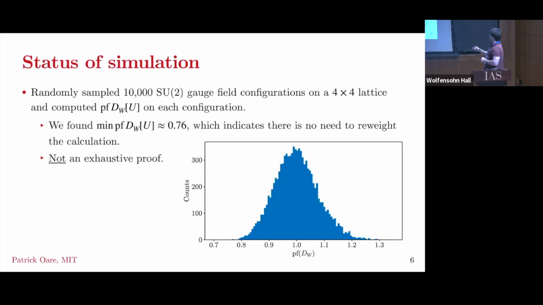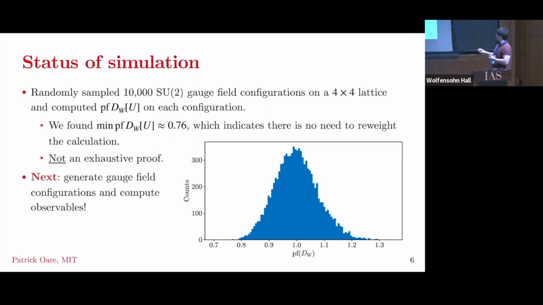So in particular, it's peaked around 1, and the minimum value is 0.76. So it never goes negative, which would indicate that there's probably not a need to reweight. This is not an exhaustive proof because there still could be negative configurations. And we're also not even sampling from the partially quenched distribution. But ideally, this would show us that our next step can be to actually generate gauge field configurations and start computing things. So thank you.